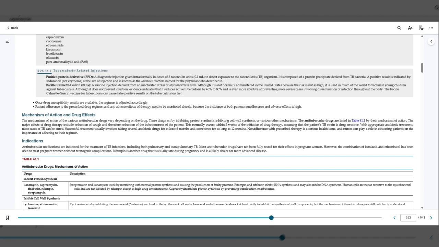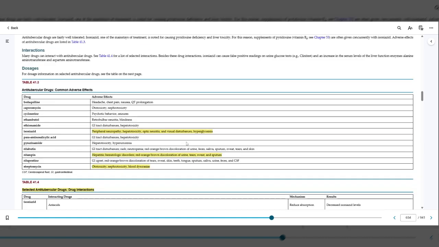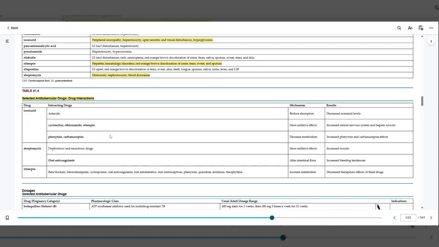There are some good tables, table 41.3. Scroll down to that, it lists our common adverse effects. They're fairly well tolerated. Isoniazid, one of the usual mainstays of treatment, is noted for causing pyridoxine deficiency, which is a vitamin deficiency, and liver toxicity. So we'll want to monitor our patients for that. And then table 41.4 shows some good examples of drug interactions with our medications.